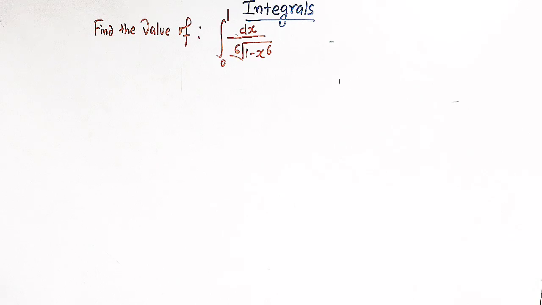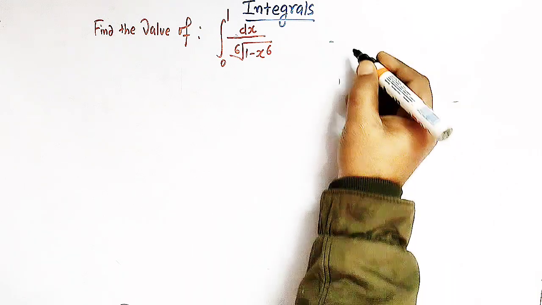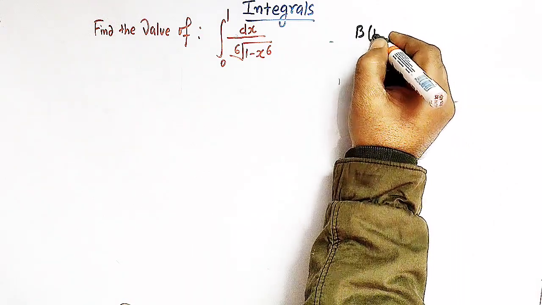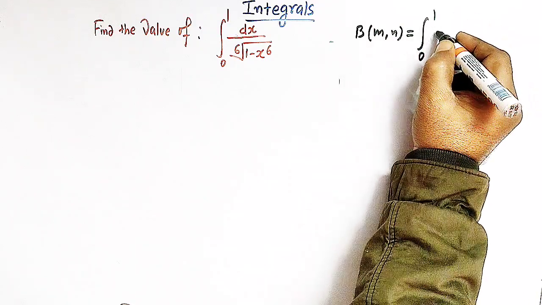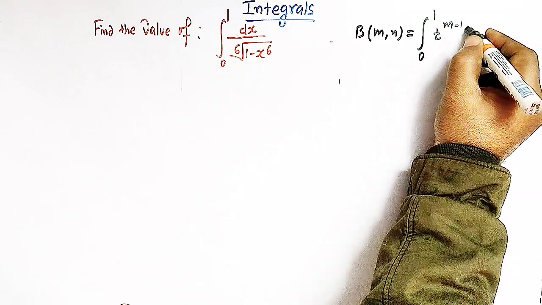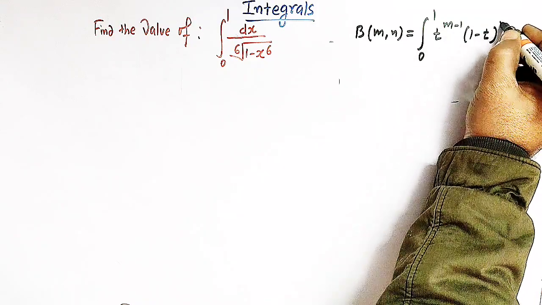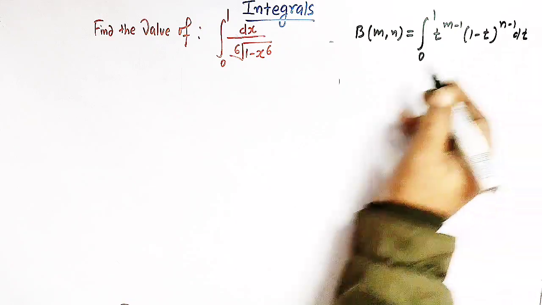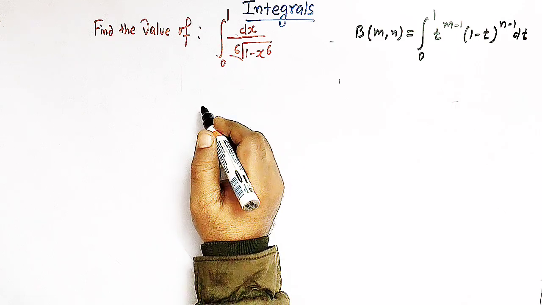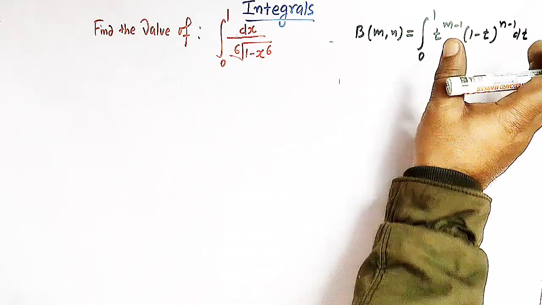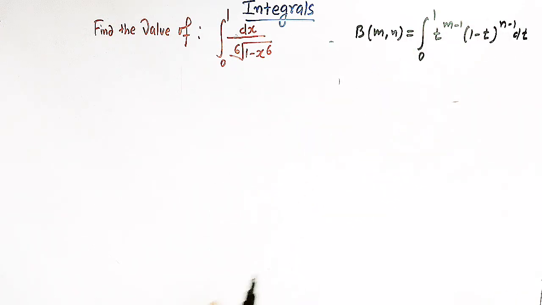So let us first convert this integral I using the method of substitution to the beta function, which is given by beta m comma n equals the integral from 0 to 1 of t raised to m minus 1 times (1 minus t) raised to n minus 1 dt. So the first step is to convert this integral by method of substitution to this integral, and then we'll apply the properties of beta and gamma functions, right?